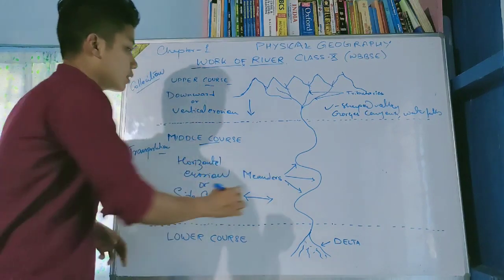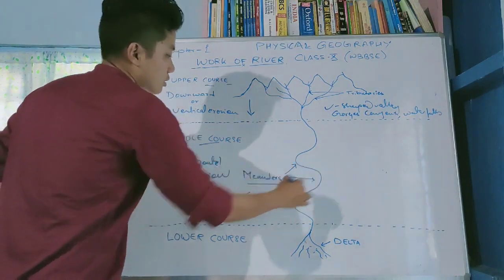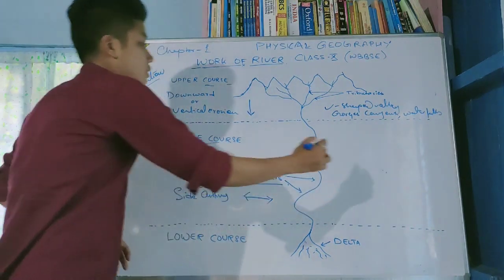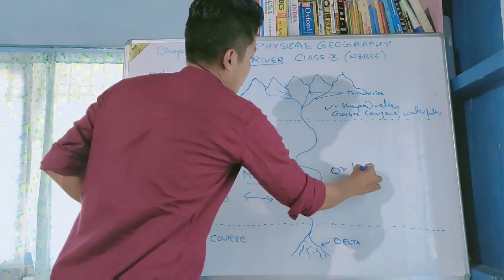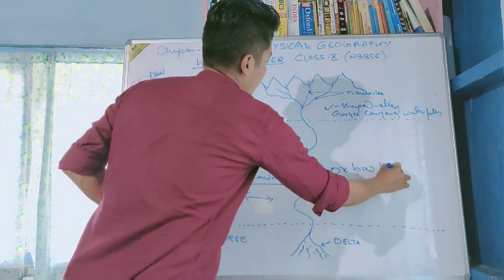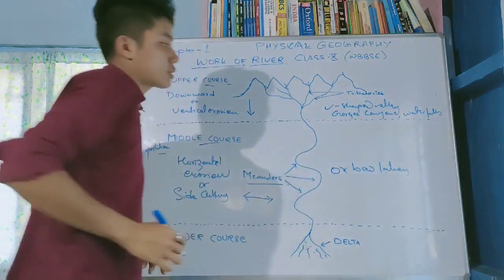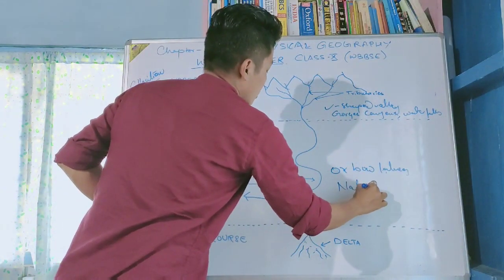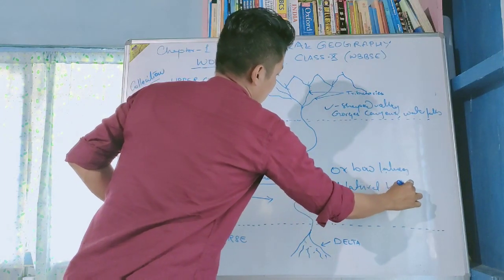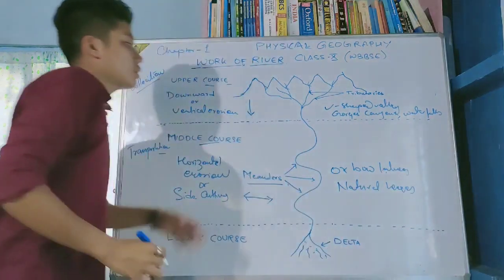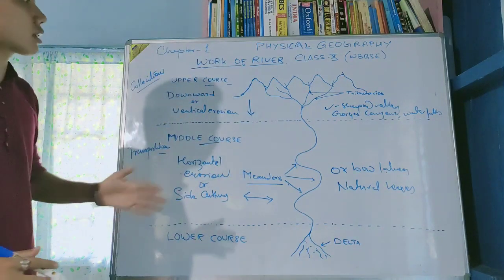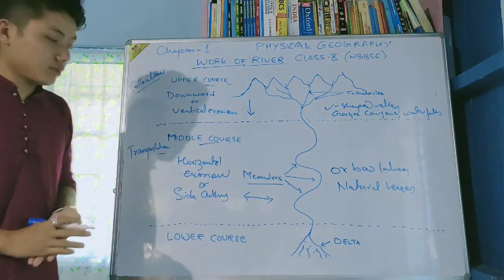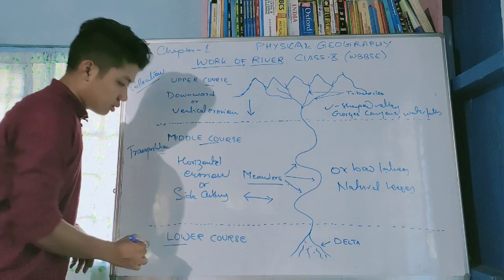Different kinds of landforms like meanders, the zigzag course of the river, oxbow lakes, natural levees, etc. These kinds of features can be seen in the middle course of the river. Okay, next is the lower course.